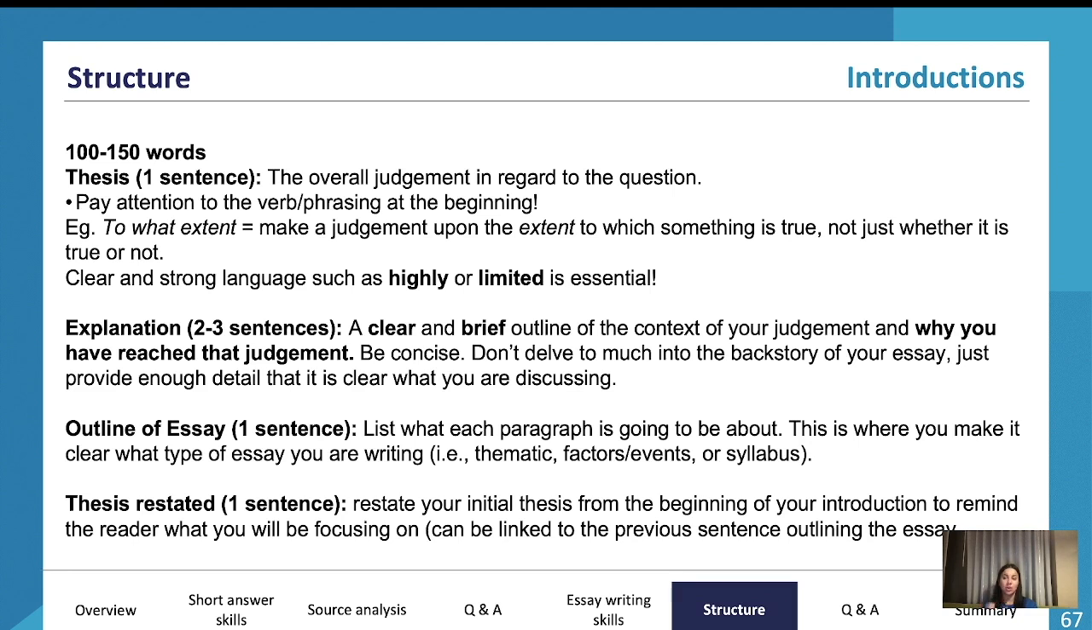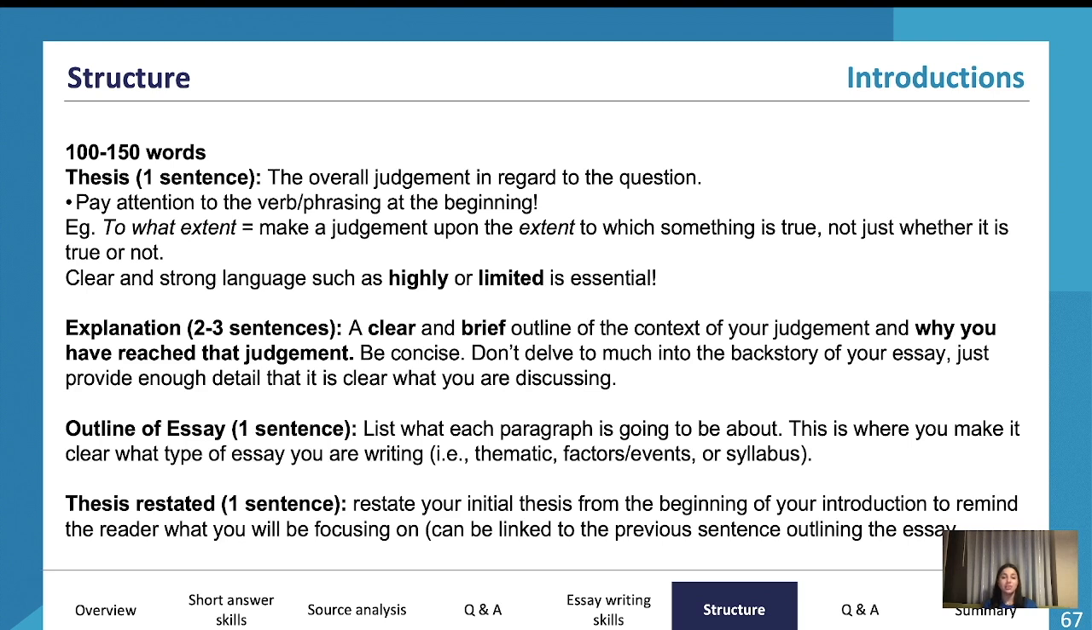And I only say that because if you can get it into one sentence, it's even easier to link back to it in your paragraphs, and you don't have to rewrite and explain it and try to get there. You want a really straightforward response that gets straight to the point. You want to use really clear and strong language, because all of your essays are basically a judgment in regards to the question. And if it does say "to what extent," say the extent.